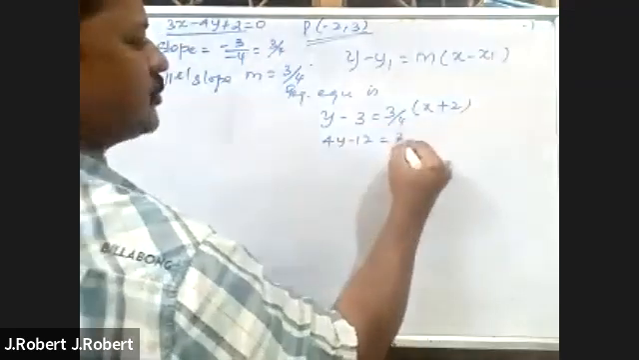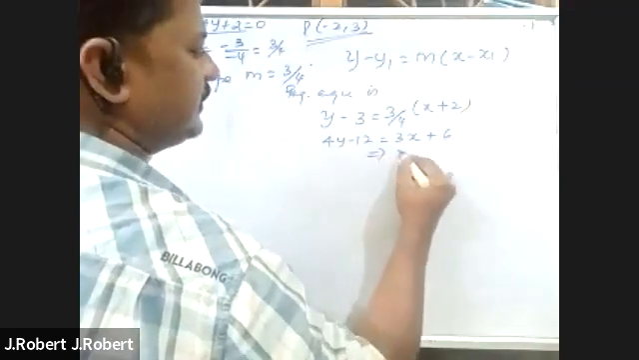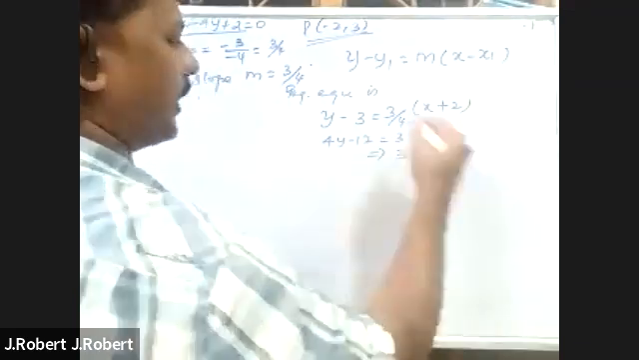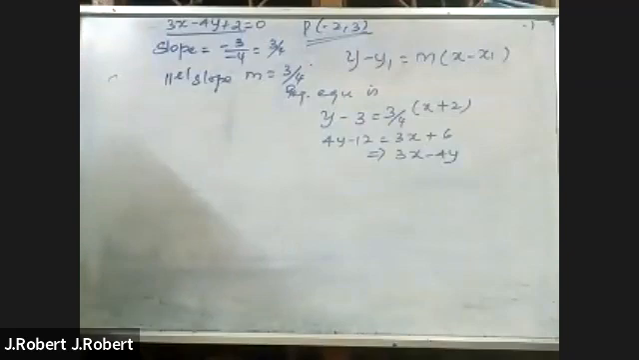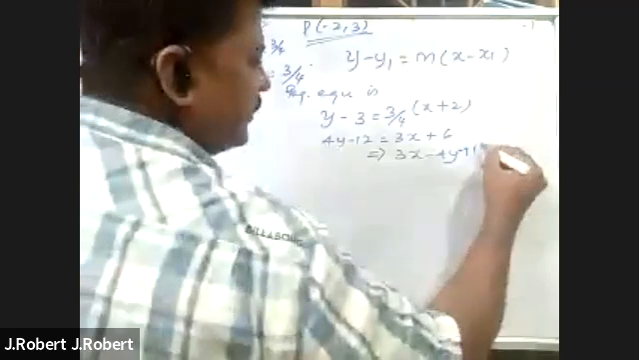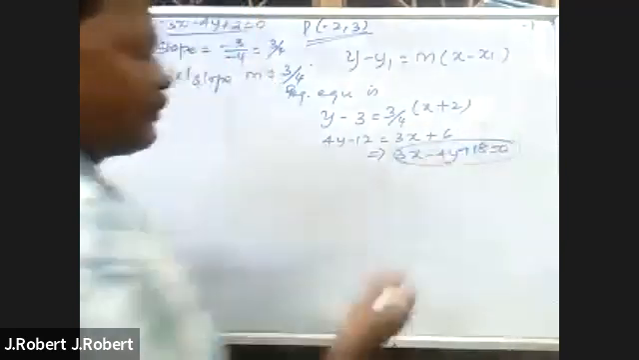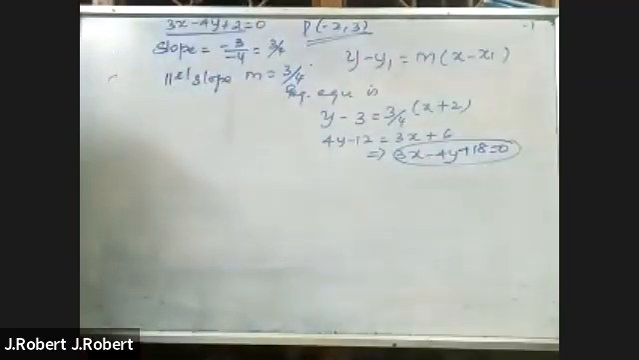4y minus 12 is equals to 3x plus 6. This implies 3x minus 4y. You bring this minus 12 that side, minus 12 becomes plus 12. Therefore 3x minus 4y plus 18 equal to 0. Correct? Very simple. 1 mark, 2 marks like questions. Parallel la அப்படியே இருக்கணும். Perpendicular na minus 1 by m.